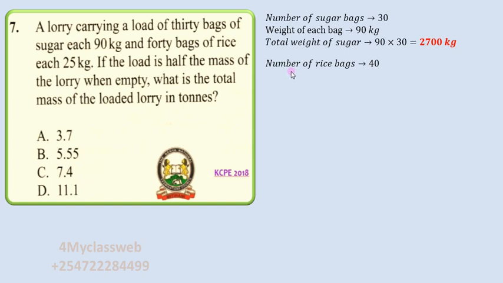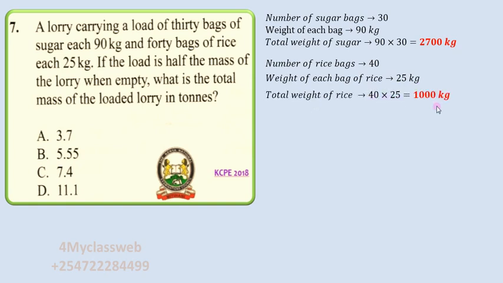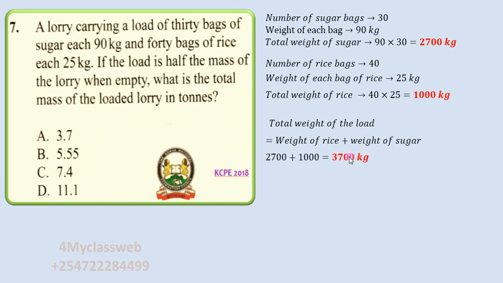Then from there, we were told that the number of rice bags were 40, and each bag of rice was 25 kilograms. So the total weight of the rice was 40 multiplied by 25 to get 1,000 kilograms. Now, the total weight of the load, that is the weight of the rice plus the weight of the sugar, will therefore be 2,700 plus 1,000 to get 3,700 kilograms.